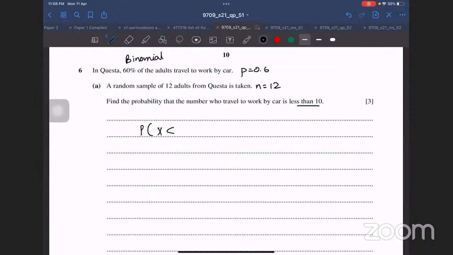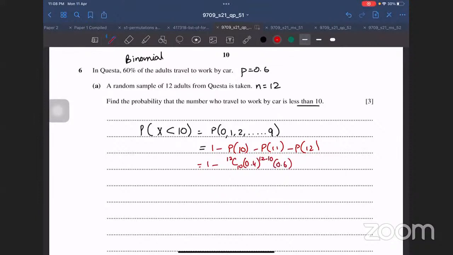If I'm asking you less than 10, you need to calculate 0, 1, 2 up till 9. Instead, what you can do is 1 minus the probability of 10, 11, and 12. Writing down the probability is 1 minus 12C10, 0.4 power 12 minus 10, 0.6 power 10, 12C11, 0.4 power 12 minus 11, 0.6 power 11, 12C12, 0.4 power 12 minus 12, 0.6 power 12.